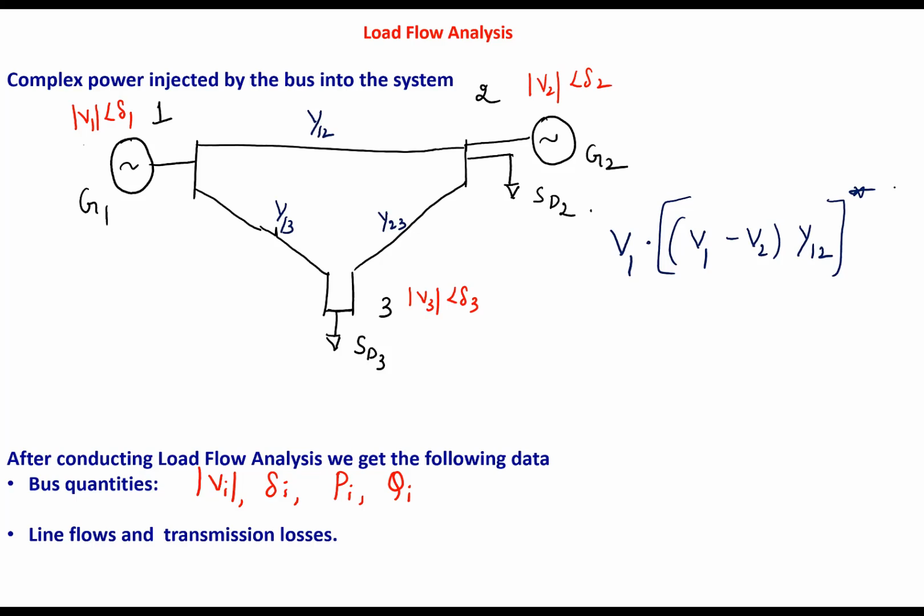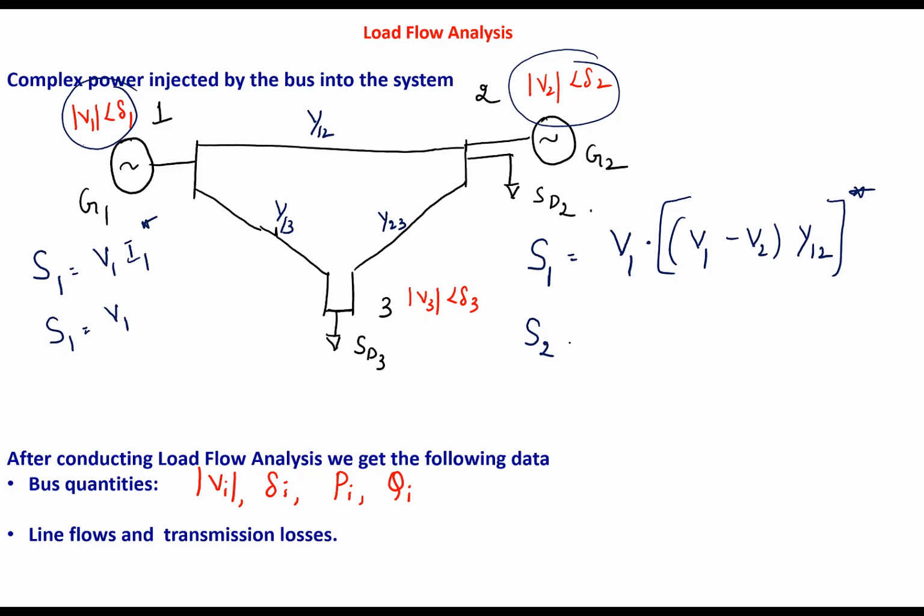The complex power supplied at bus 1, let us call this S1, is equal to V1 into I1 conjugate. So S1 becomes V1 into, what is I1? I1 is nothing but the voltage V1 minus V2 divided by the transfer impedance. Since we know the admittance, it is multiplied by the admittance, into whole conjugate. With this you are going to get S1.